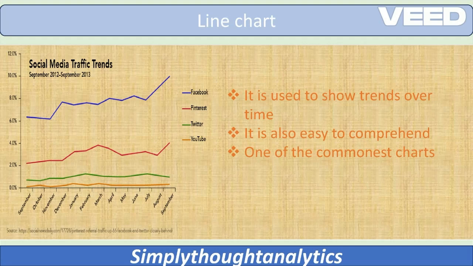Line chart is one of the most common time series charts. Time series charts are those charts that we use to represent changes over time. So, line charts help us to display the trend of a particular value over time. And it is very easy to comprehend and it's a very common chart.